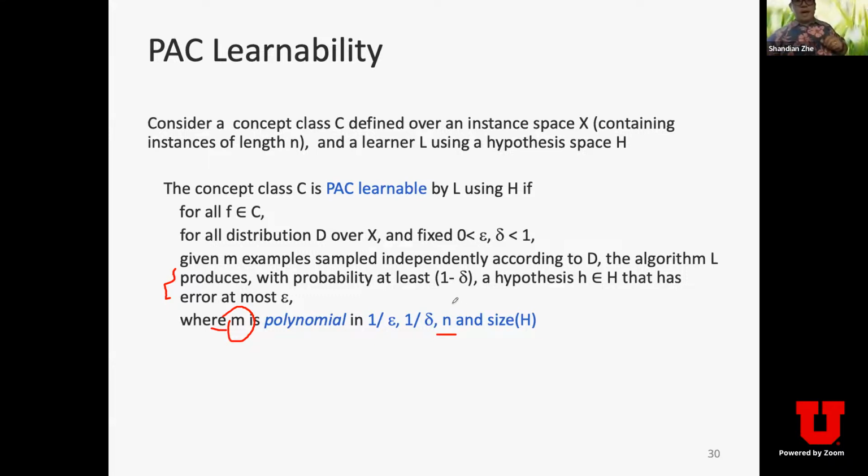And n comes from your defined instance space: how many features do you need to represent each instance. That's n. And the size of H indicates the size of the hypothesis space and reflects the complexity of your algorithm. You can imagine that the larger the hypothesis space, the larger the range you're going to search over, so your machine learning model is more complex.